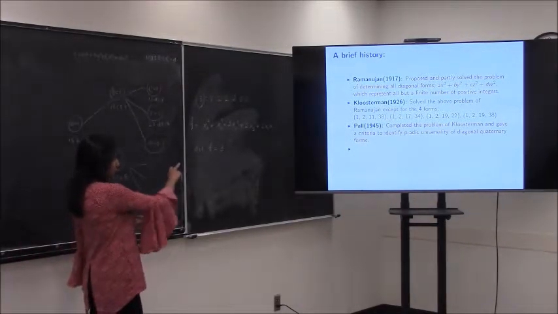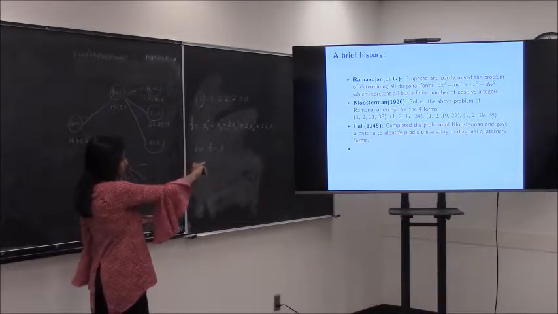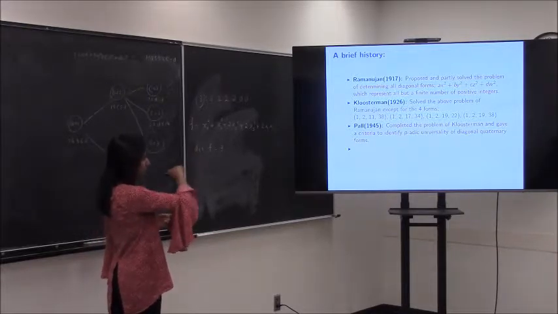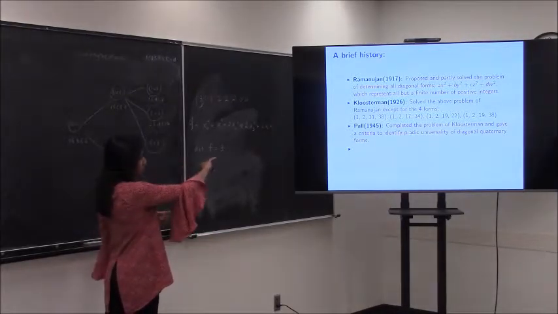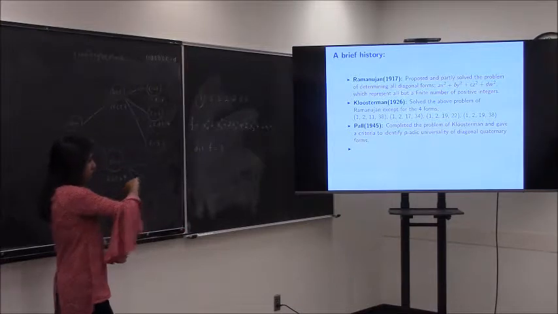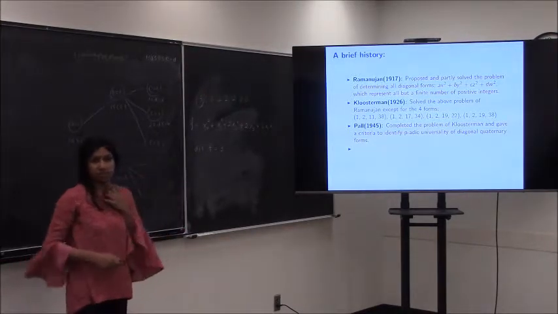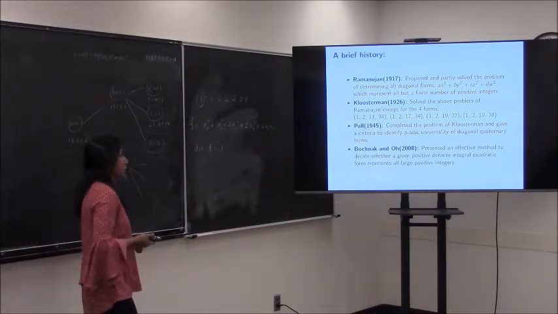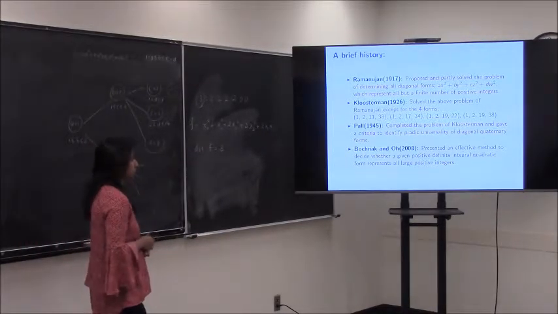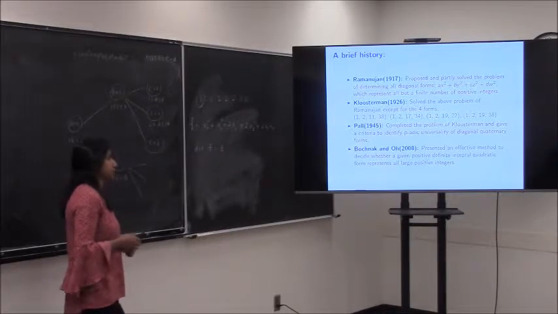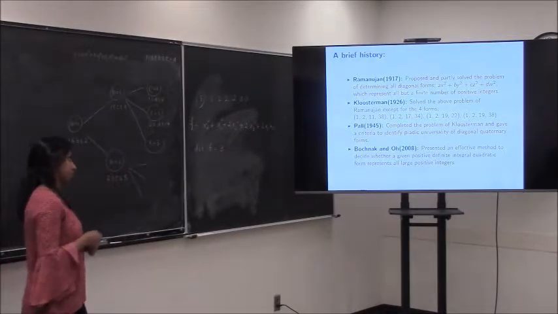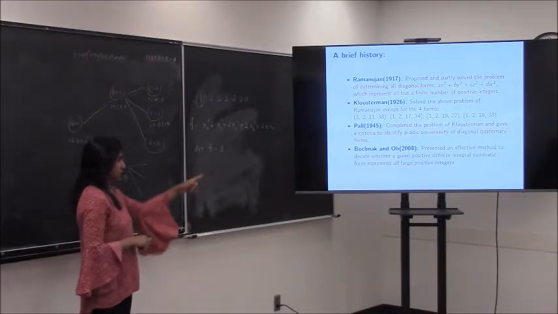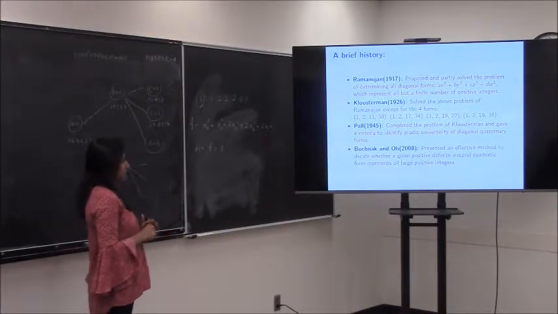So this is important. He gave a criteria to identify periodic universality of diagonal quaternary forms. I will talk about this periodic universality later. And then in 2008, Bochnak and Oh presented an effective method to decide whether a given positive definite integral quadratic form represents all large positive integers. So this fourth one is important.